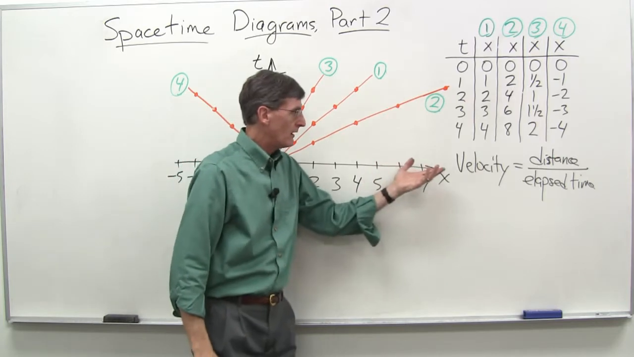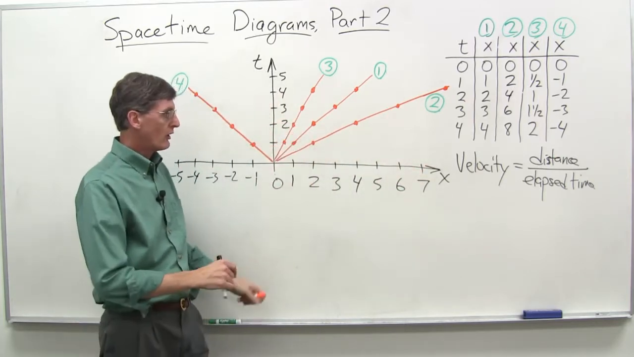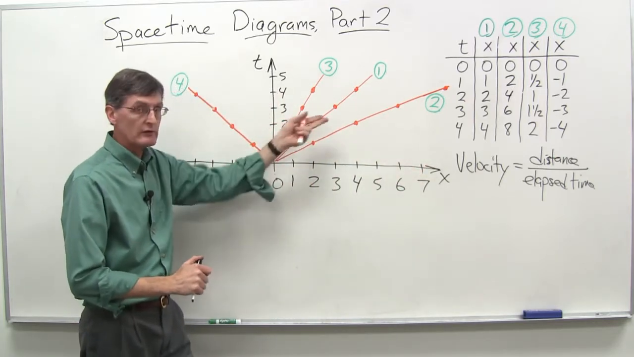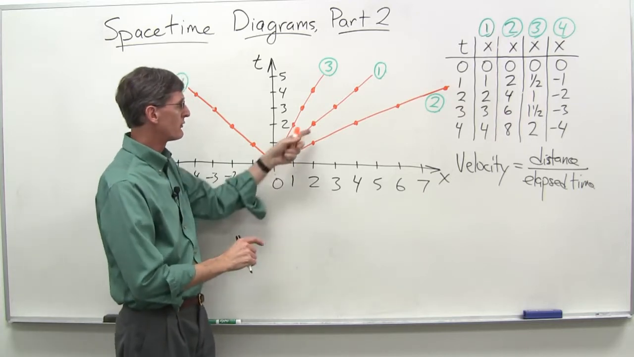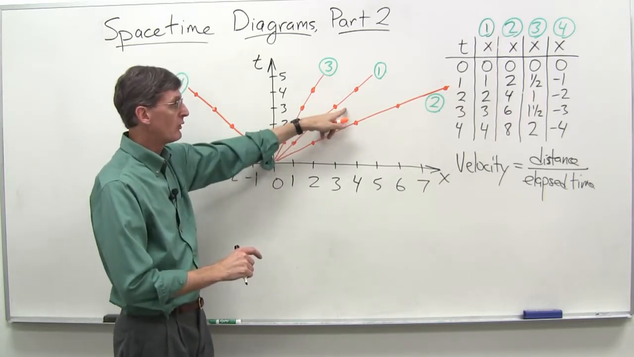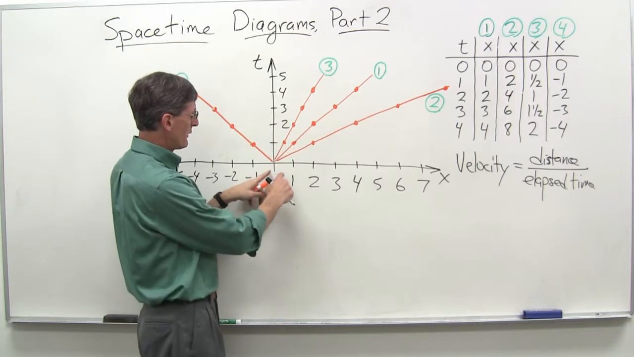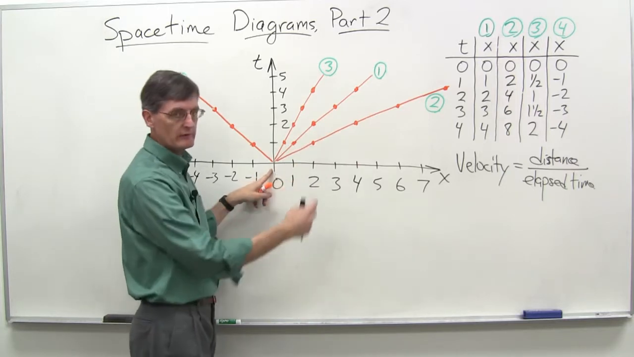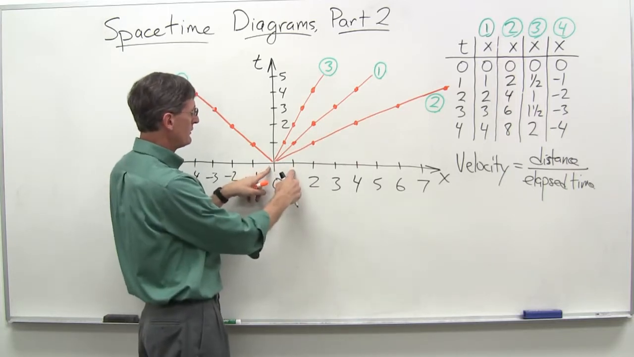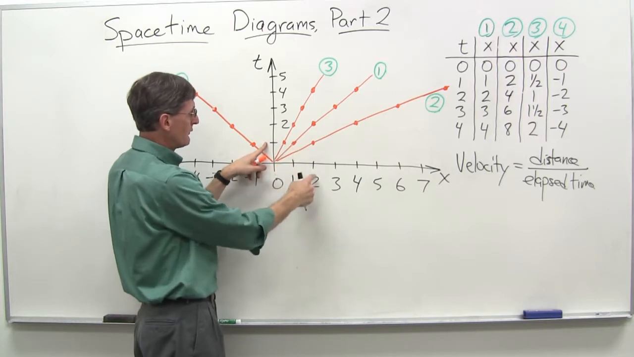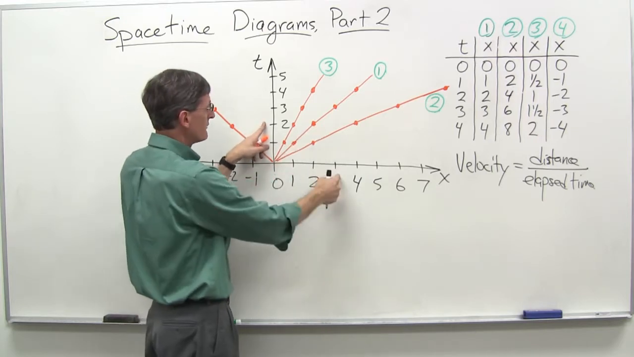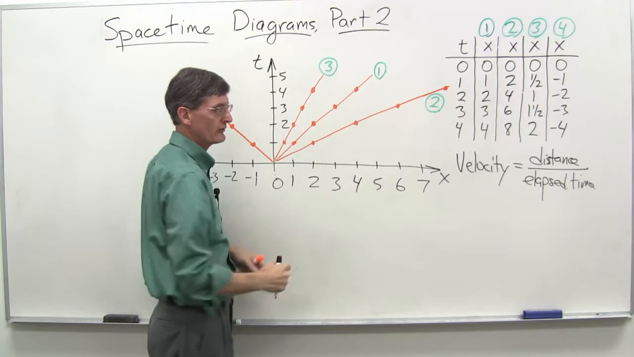So, how does that relate to our diagrams here, or our world lines? Let's take the first one, run number 1. Just looking at it, we can say, well, we'll just say we're using meters here. So we went 1 meter in 1 second, and then we went 2 meters in 2 seconds, and then 3 meters in 3 seconds, and 4 meters in 4 seconds.